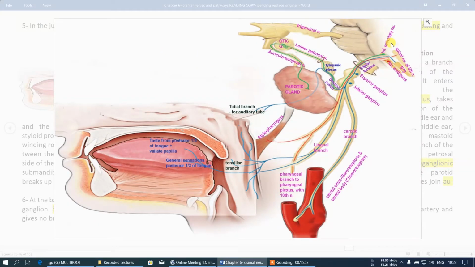This diagram represents the extracranial course of the glossopharyngeal nerve. Here we have three nuclei: nucleus ambiguus, NTS, and this inferior salivatory nucleus. These are the motor components, and the one afferent component is the spinal nucleus of the trigeminal nerve also. So there are a total of 4 nuclei involved, 2 afferents and 2 efferents.